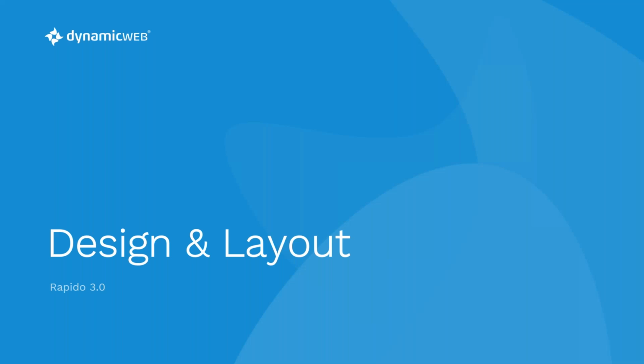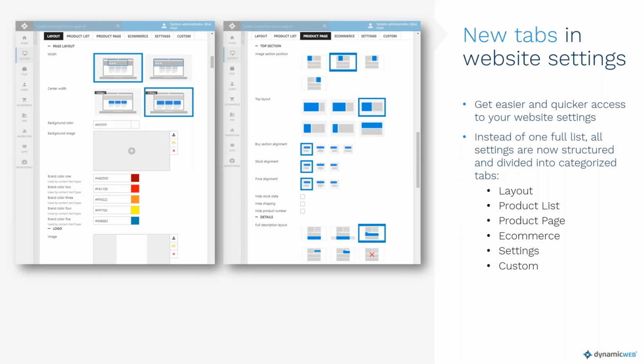Yeah, so we have divided this into different categories. So for now, let's talk about design and layout. One of the main things that you probably have seen from 2.0 to 2.1 is that the different sections in the website settings were entirely long, and it was really hard to get an overview over the different settings there. So therefore, we have divided them into different tabs.